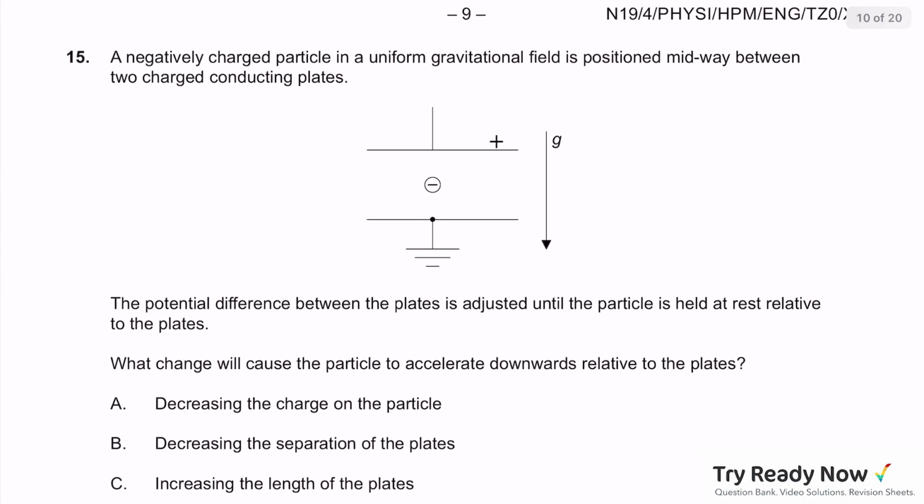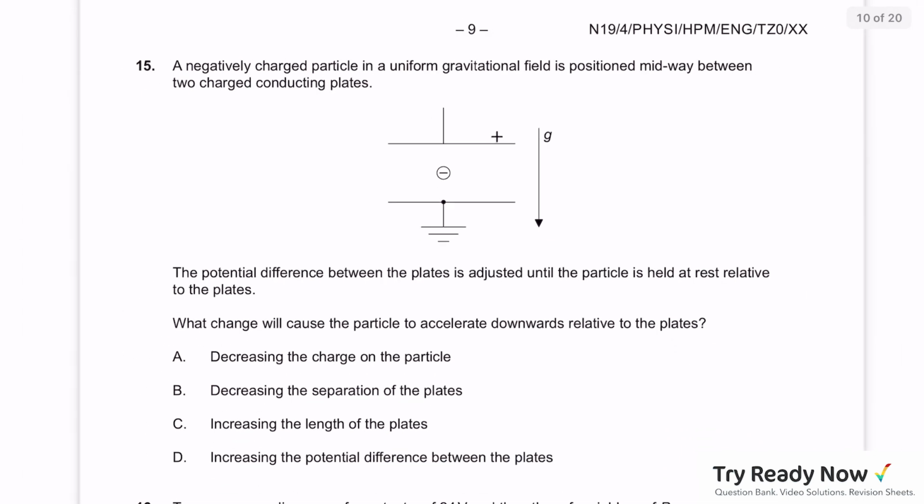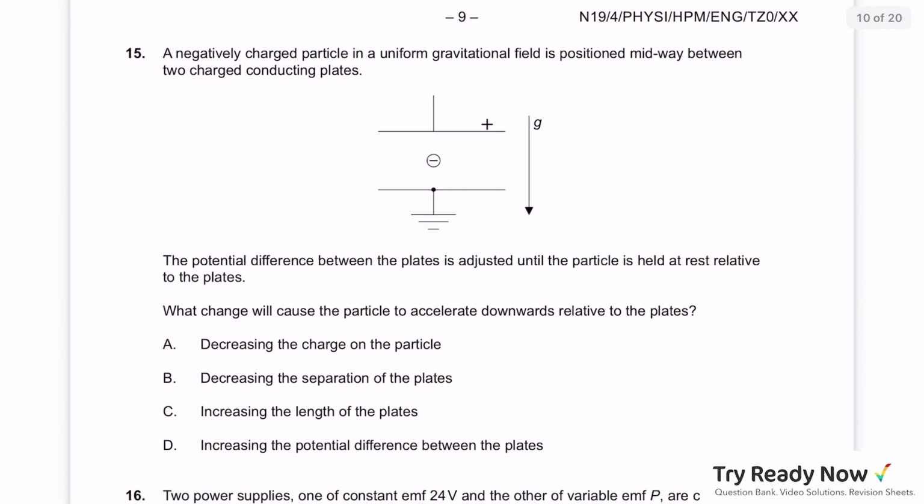Now moving on to question 15. In question 15, we have a negatively charged particle in a uniform gravitational field, and it's positioned midway between two charged conducting plates. If I draw the forces out here, because this is a negative charge, opposite charges attract. So we have a force going upwards, and a gravitational field that is pulling the particle downwards. The question asks, what change would cause the particle to accelerate downwards relative to the plates?